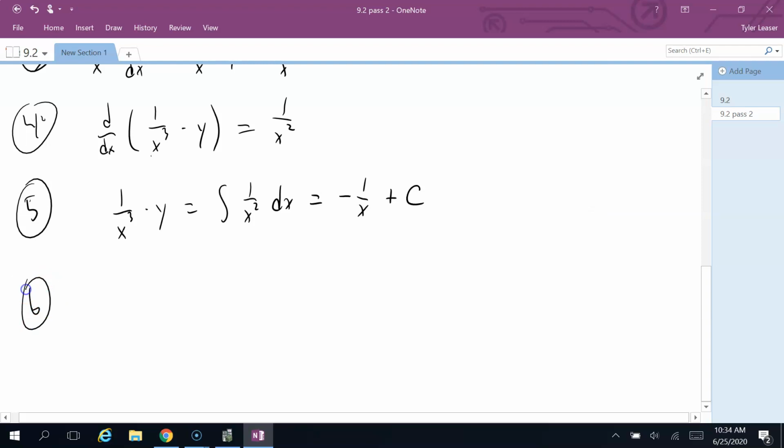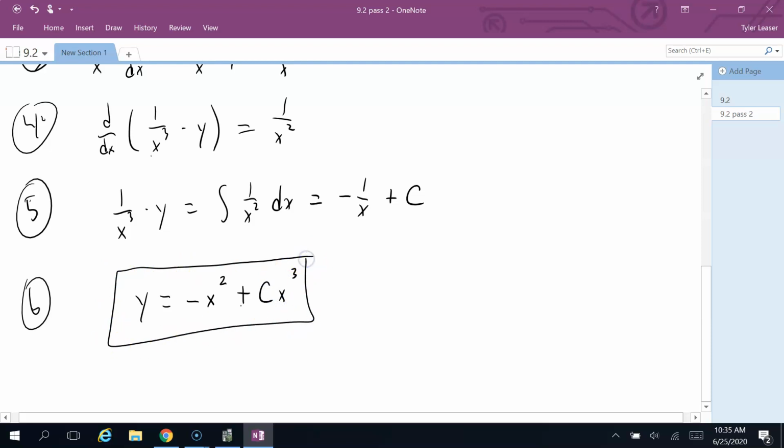The last step is that we're trying to get the y here by itself. To get that y by itself, I have to get rid of this x cubed in the denominator. So we're just going to multiply both sides by x cubed. So here we're going to have the y on the left-hand side. X cubed times negative 1 over x is negative x squared. X cubed times c is just going to be cx cubed. And this is the solution to my differential equation up top.